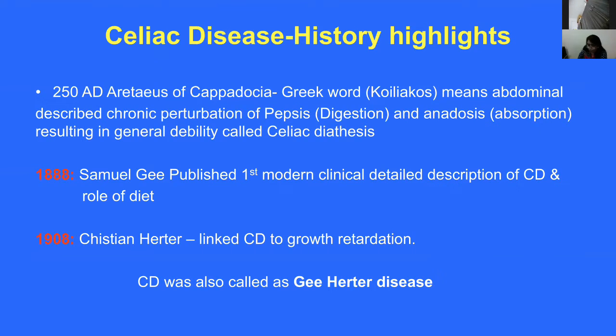This was first described in 250 AD, where it was called a problem of digestion with chronic perturbation of digestion and anadosis, that means an absorption defect, which was called celiac diathesis. In 1888, Samuel Gee published the first modern clinical description of celiac disease and the role of diet in this disease. In 1908, Christian Herter linked celiac disease to growth retardation, for which for a long time celiac disease was known as Gee-Herter disease.